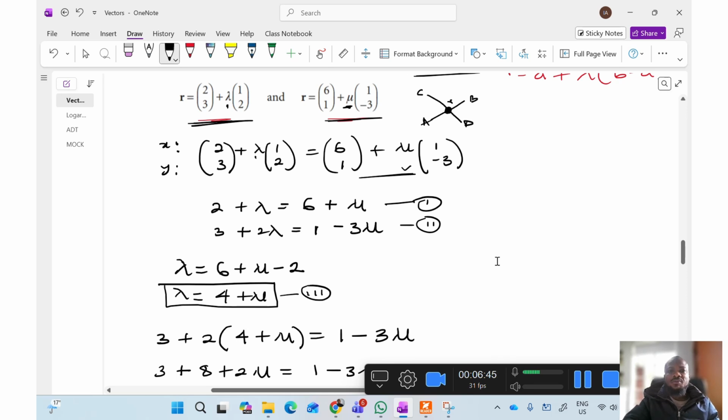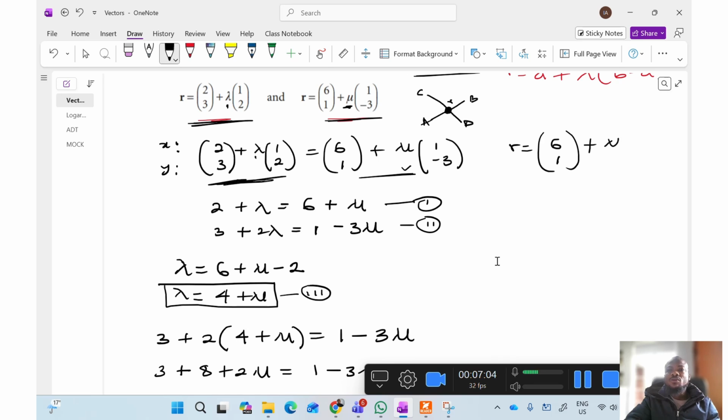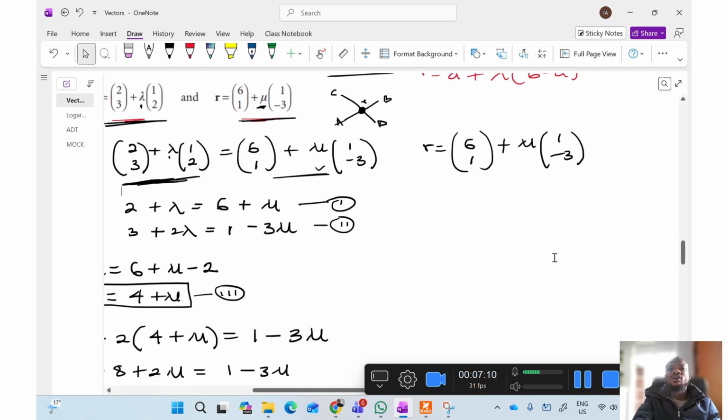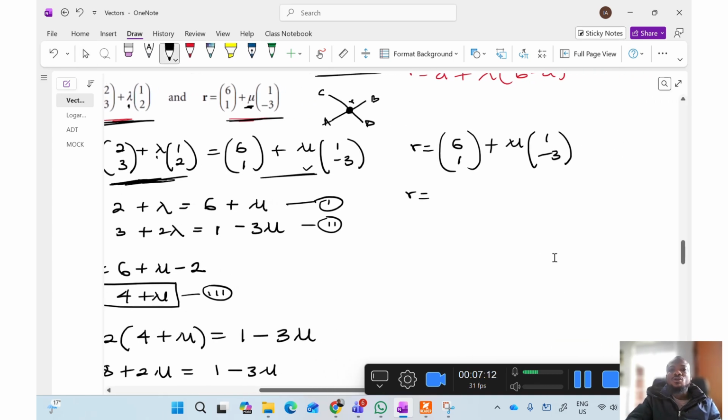If it was lambda that was found, then we take this equation, okay? Since both equations are equal, you don't have to substitute both. Just find one of them. I hope you understand. So since we found mu, the position vector will be equal to 6, 1 plus mu 1, minus 3. If we had found lambda, we would have taken this equation, okay? Good. So that means R is equal to 6, 1.